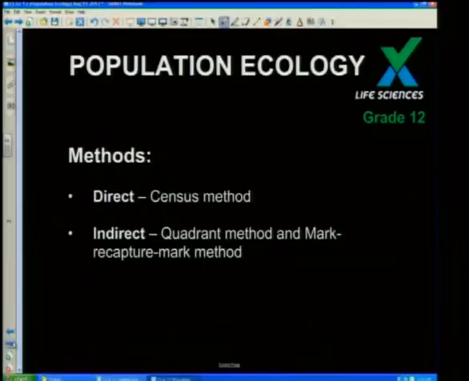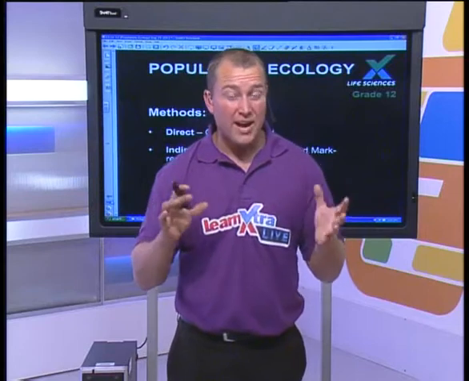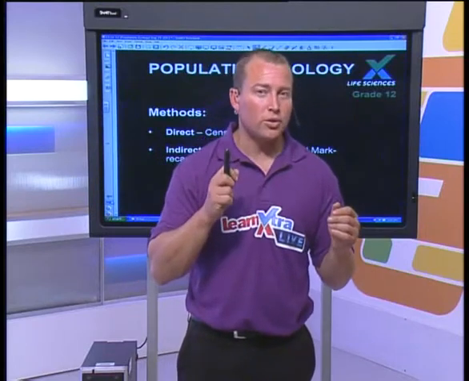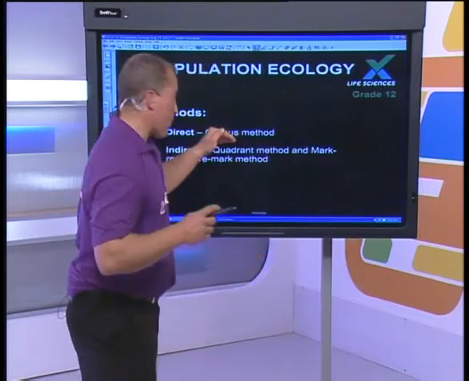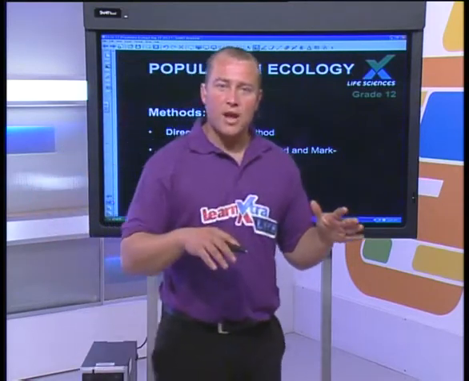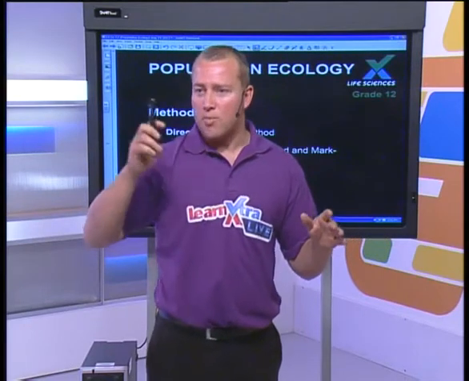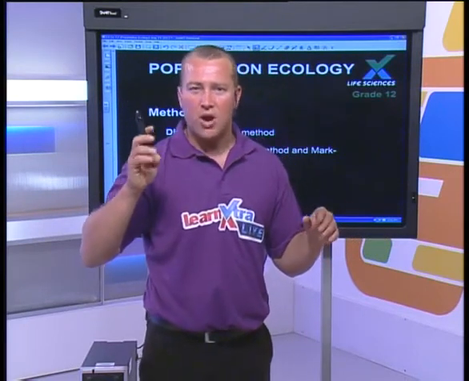And the second one is indirect method. That is where we get roundabout. But this roundabout is quite accurate, so don't let it fool you. Okay, direct method, you get the census. The indirect, you get the quadrant method. And you get the mark recapture method. Now I know this mark recapture method you guys are having a problem with.